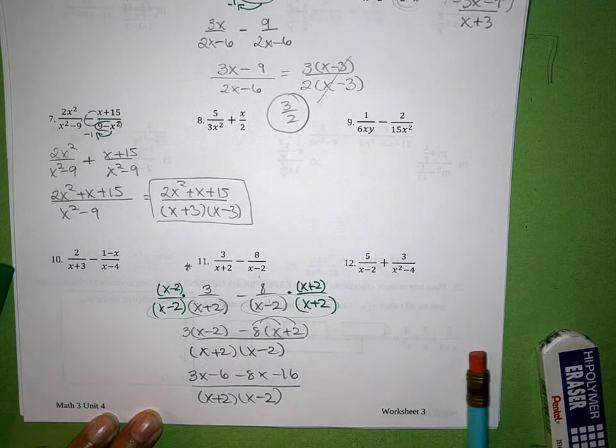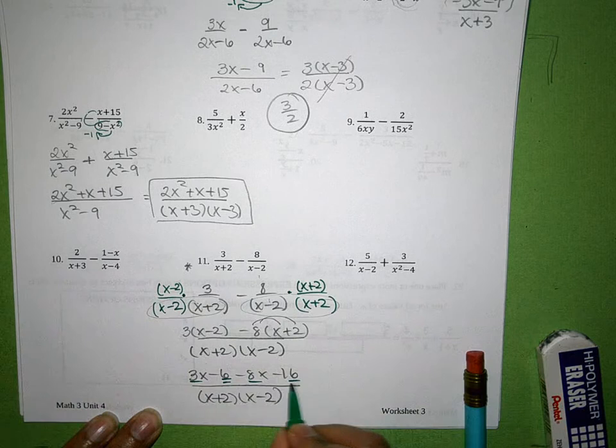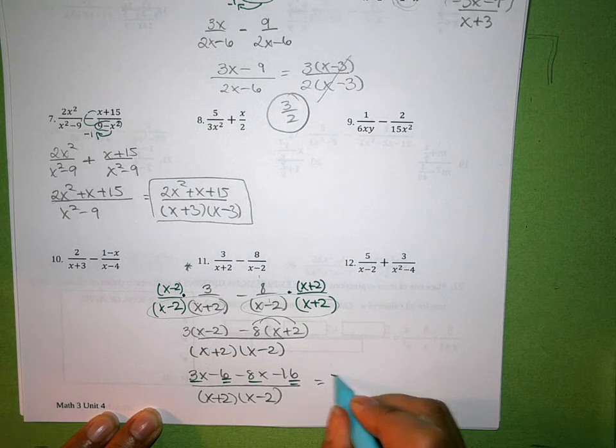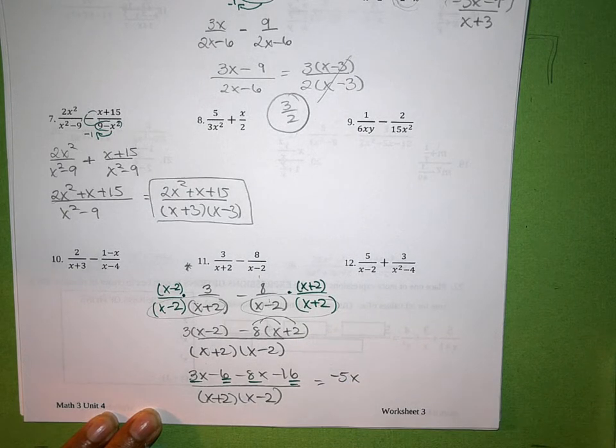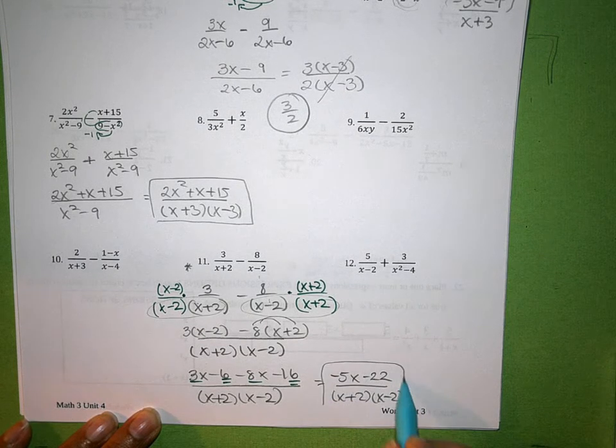And now you combine like terms. So that gives me 3x and negative 8x is negative 5x. Negative 6 and negative 16 is negative 22 over x plus 2, x minus 2. I cannot take a GCF out of the top, so that looks like that's as far as I can go. That's my final answer.